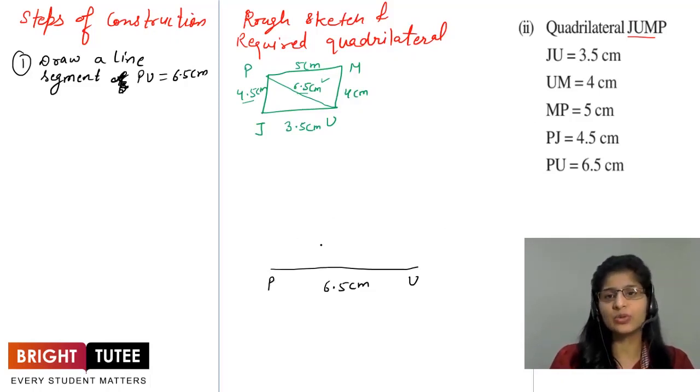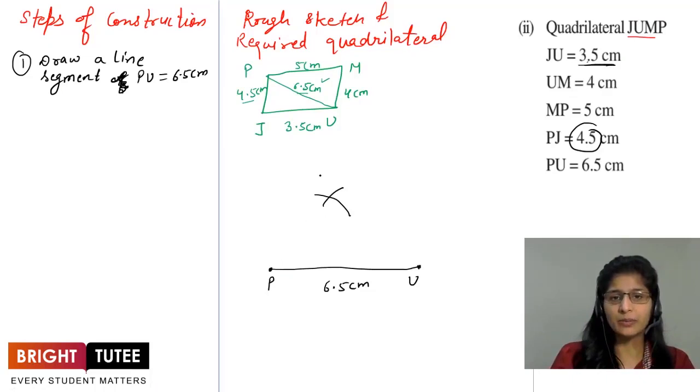So first of all, we need to look for PJ. How much is PJ? 4.5. So by keeping P as the center, you will draw an arc of 4.5 centimeter. From point P, open the compass to 4.5 centimeter, keep P as the center, and draw an arc of 4.5 centimeter. Then let us try with UJ or JU. Is it given? Yes, it is given as 3.5. So keeping U as the center, you will draw another arc of 3.5 centimeter. So this will be point J.